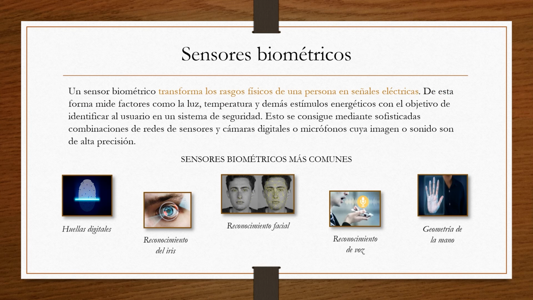A volumetric sensor transforms a person's physical features into electrical signals. In this way, it measures factors such as light, temperature, and other energy stimuli, with the aim of identifying the user in a security system. This is achieved through sophisticated combinations of sensor networks and digital cameras or microphones whose image or sound is highly accurate.